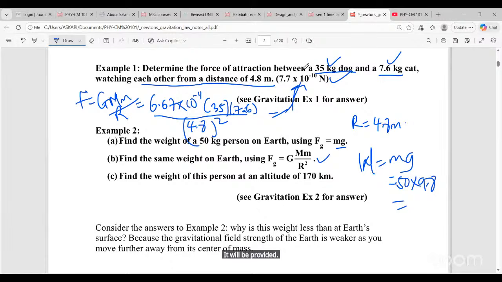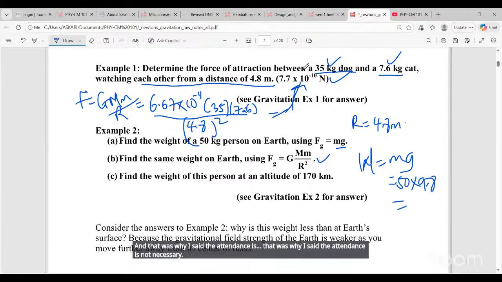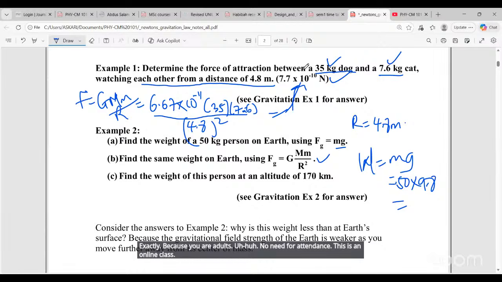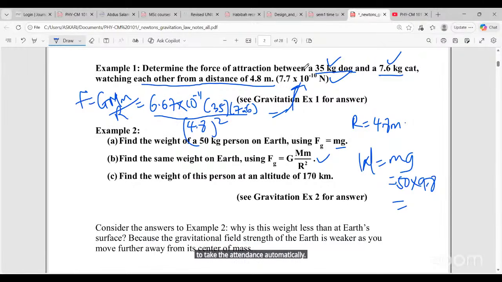For those using YouTube, that was why I said the attendance is not necessary, because there's no way they can write their attendance. Is that clear? Excellent. You are adults, so there's no need for attendance. This is an online class. I think you are not up to 300. Zoom takes the attendance of those that attend automatically.